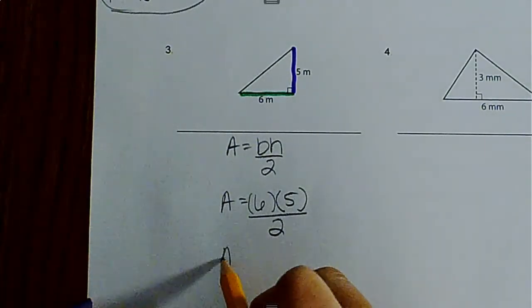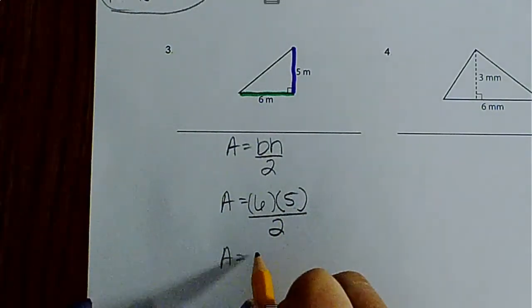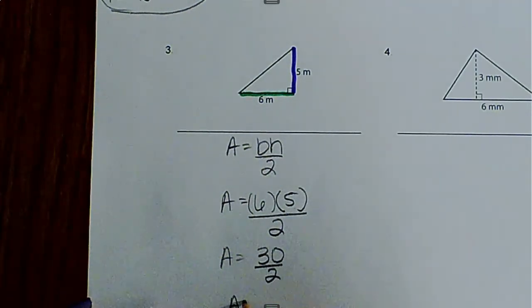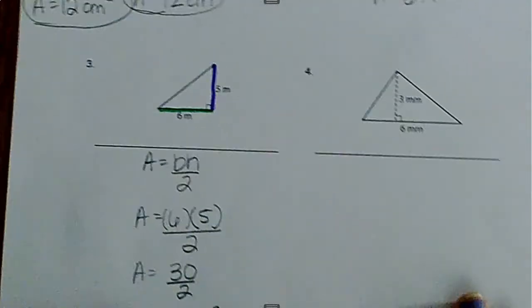So then I just have to do the math. 6 times 5 is 30 and divided by 2. So 30 divided by 2 is 15. Our units are meters and squared. All right. Last example, example number 4.